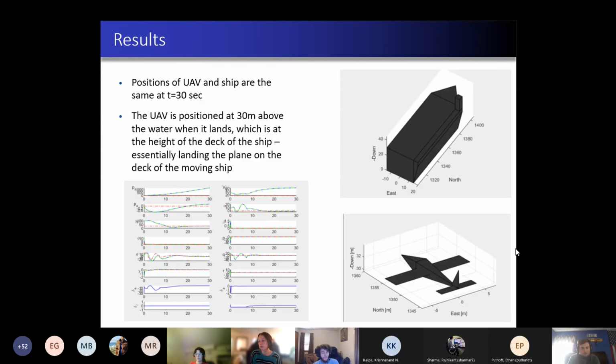So to the right are two screenshots that I took of the final positions of each of the vehicles. At time t equals 30 seconds, you can see that they're both in the same position as each other, which would simulate the plane landing on the ship with our assumption of the arresting gear on the ship. And there are the gains and all the different graphs over on the left that show how the plane changed with respect to the autopilot guiding it down to the ship.